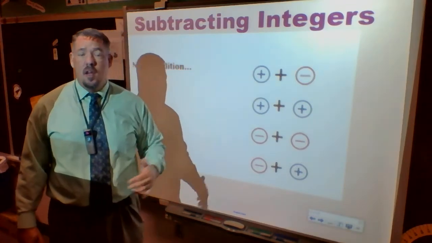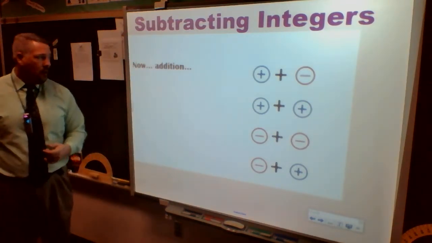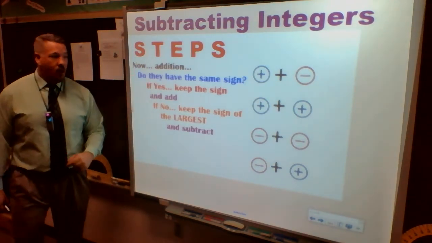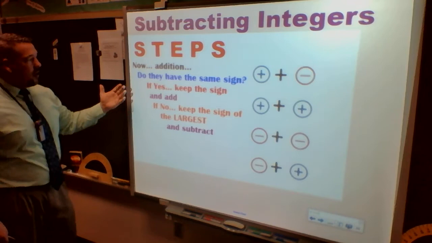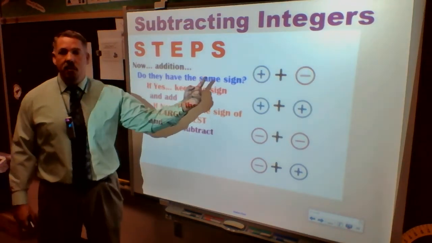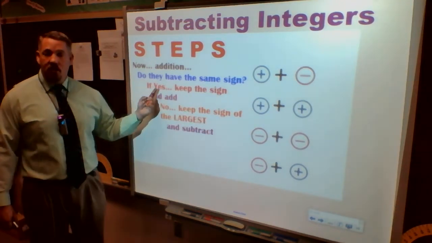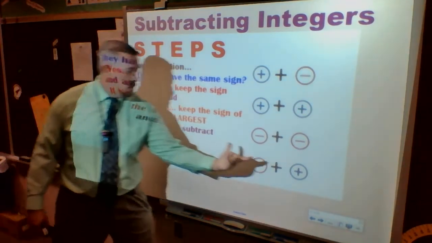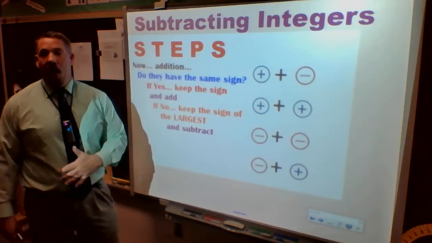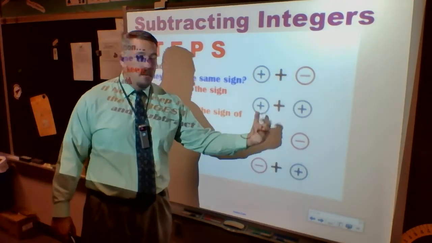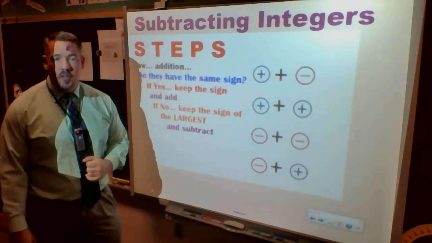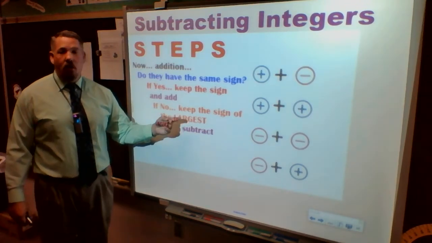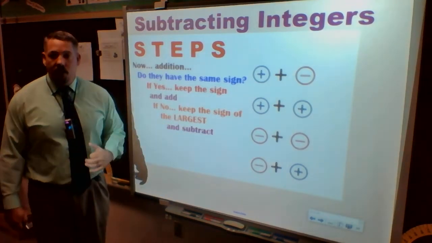Addition of integers. Can I do addition of integers? Well, sure I can. I follow the steps that we did on the last video. When I have addition of integers, I then ask those questions. Do they have the same sign? And if that's a yes, I keep the sign and I add the numbers together. 2 negatives. Keep a negative. I add them together. 2 positives. Keep a positive. I add them together. However, if it's no, then I keep the sign of the largest and then I subtract them.